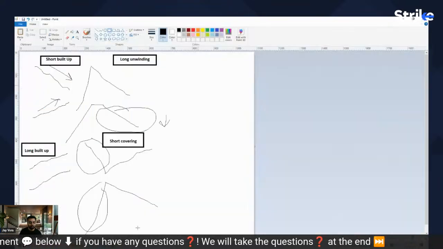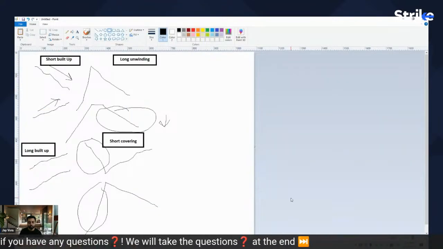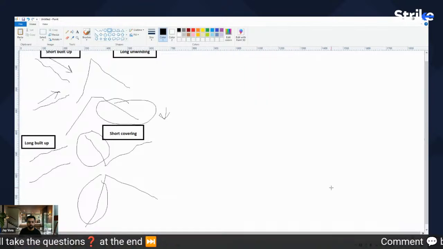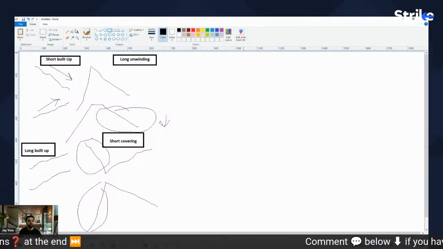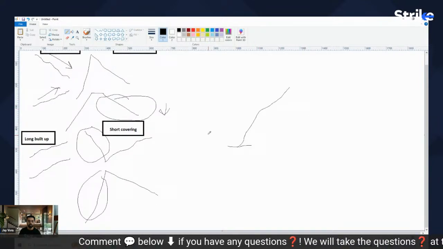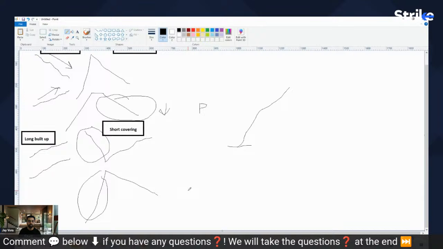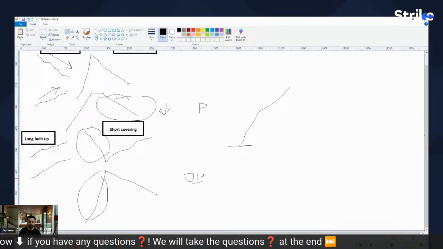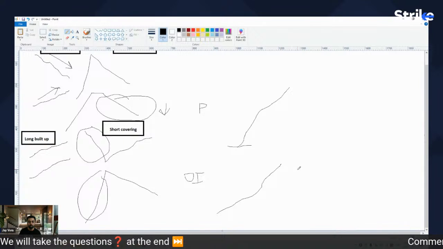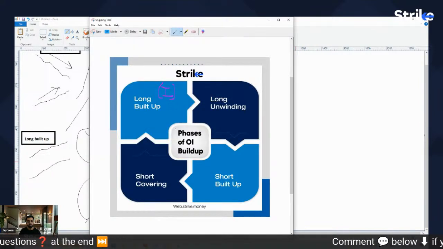Wait, let me enlarge this one. So what happens is that in the initial stage, in an uptrend, when the prices are rising higher, this is price, this is open interest. When the prices are rising higher, the open interest will also rise. So this will lead to long build up.